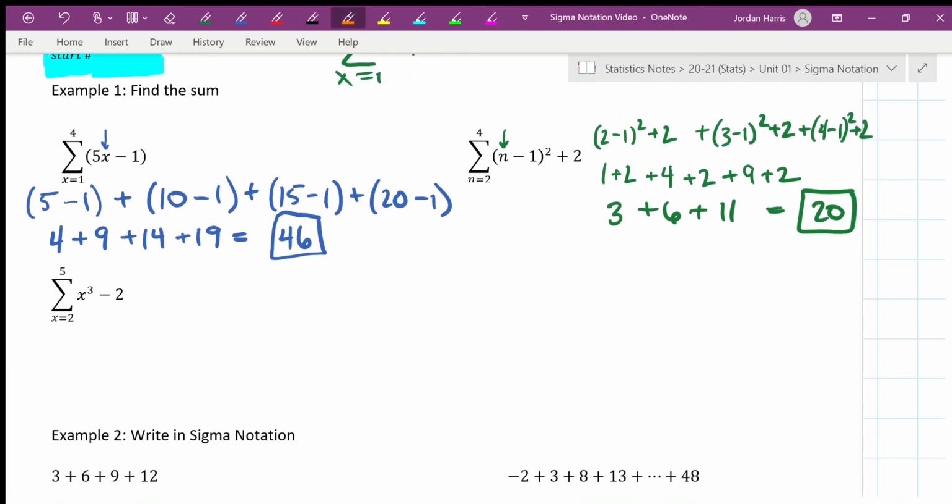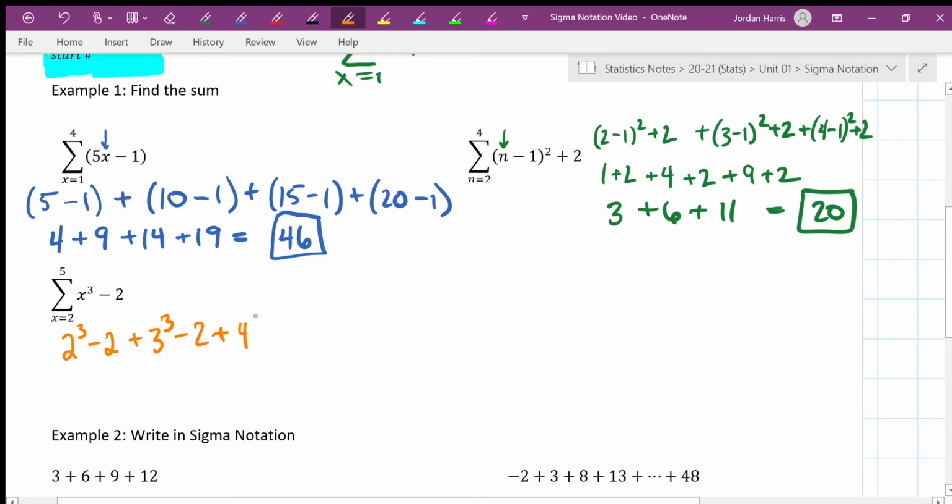Okay, next one. So now I'm going from 2 to 5. This is cubed, so I won't do that one in my head because a lot of people can't do cubes easily in their head. So it's 2, plug in 2. Now I'm plugging in 3, then plug in 4, and plug in 5. Okay. Order of operations, exponents come first. So 2 cubed is 8. 3 cubed is 27. 4 cubed is 64. 5 cubed is 125. And if you don't know those, it's fine.